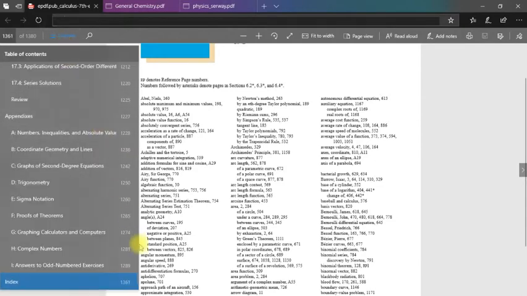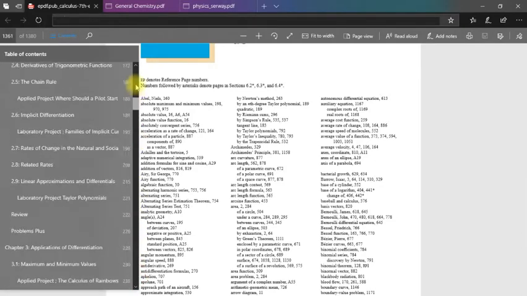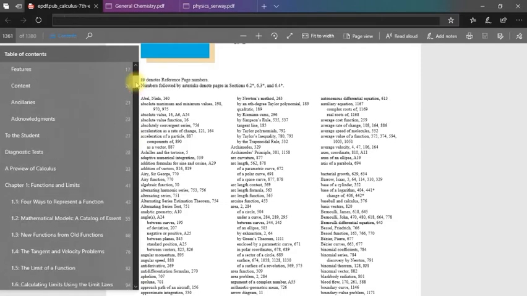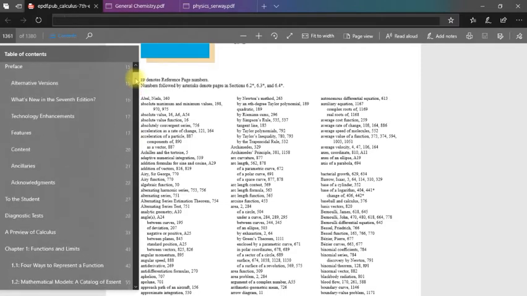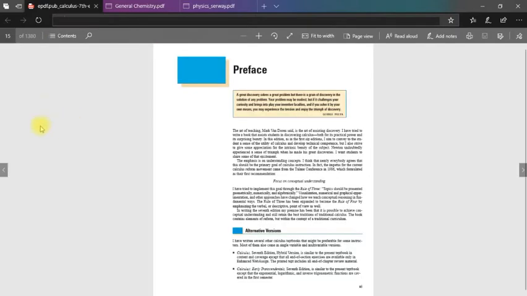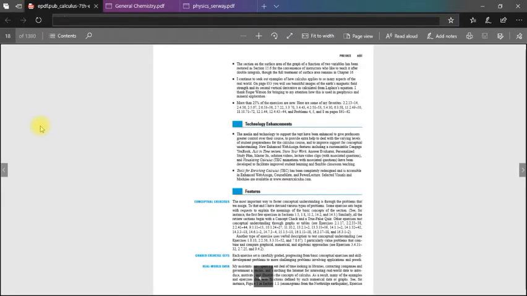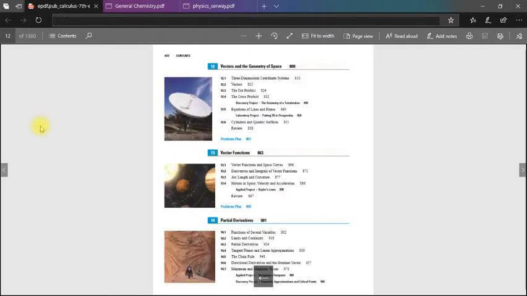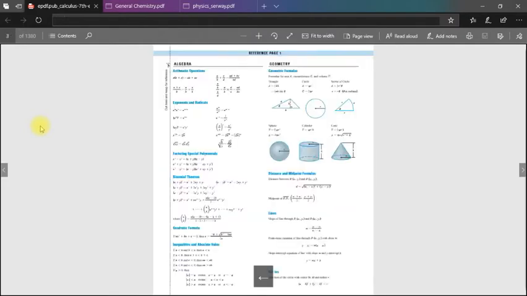We also have a reference page in the beginning. I'll show it real quick. That's the preface. It was in the very beginning, before even. Yes, there it is. We also have references here.